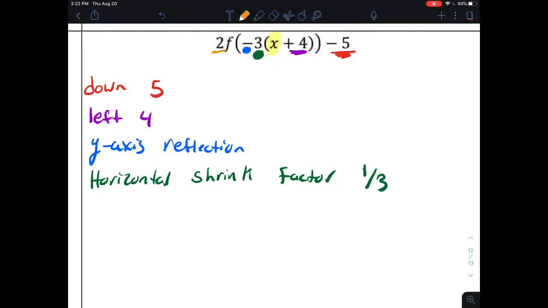And we have one more. I'm multiplying f by 2. So the fact that I'm multiplying f, which are my y's, by 2, I am doing a vertical stretch. And 2 is the factor. So my vertical stretch factor is 2.